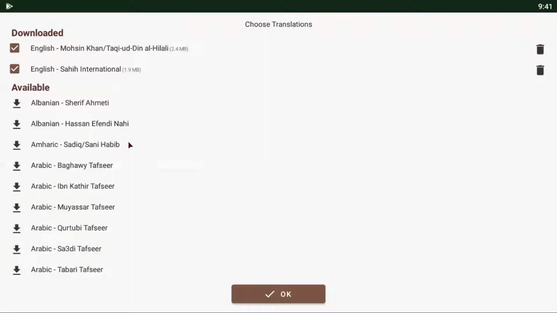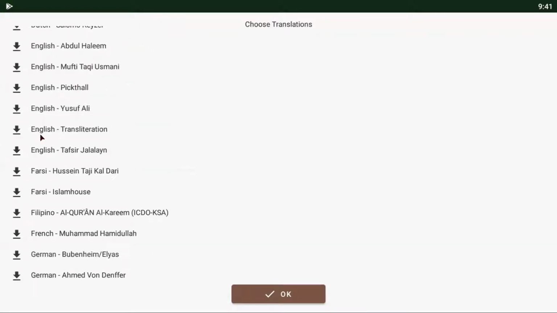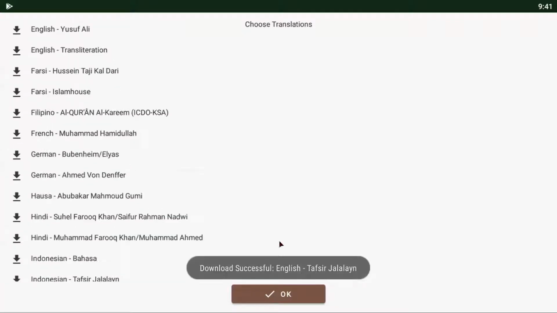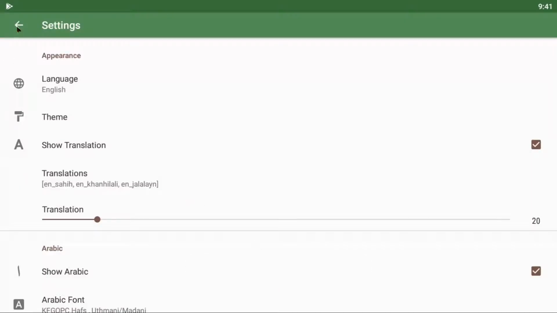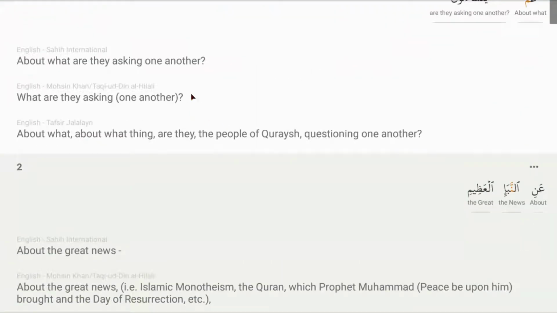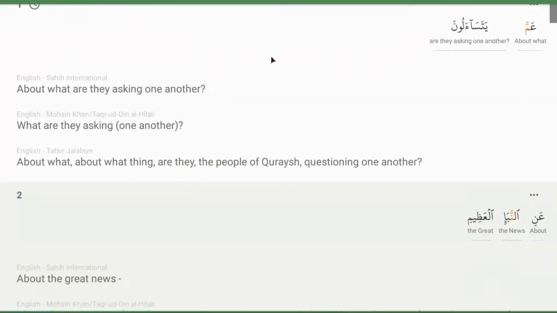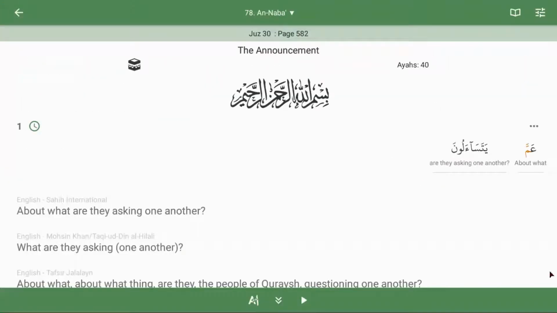I'm just seeing if there's any translations available. Yeah, Tafsir Jalalain is here. We can use the help of Tafsir Jalalain also, inshallah. Jalalain helps us to understand. Tafsir Jalaluddin Suyuti and another Jalal, two scholars, have written this Tafsir. It's a very short Tafsir, and it just adds context to the verses. So we'll look at those verses, inshallah.